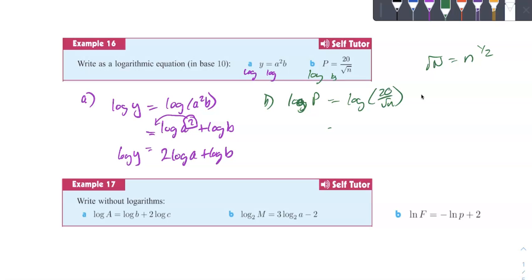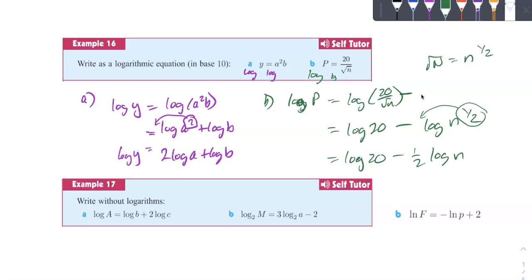Now, I'm just going to do that all in one step. So log of 20 minus, because that's what divide means in logs, log of n to the 1/2, and then the last thing, we're going to move that power to the front. It becomes log 20 minus 1/2 log n. So there we go. We can take the log of both sides and then use log rules like we know how to do.